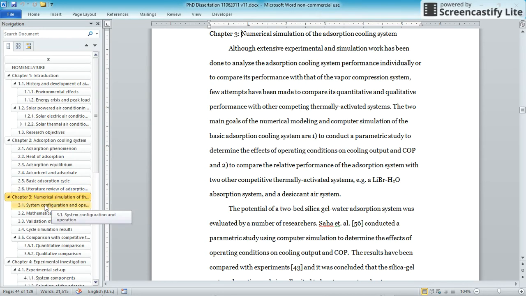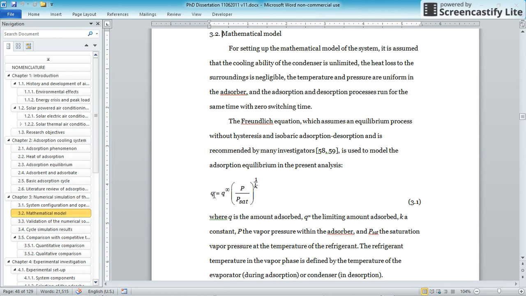So the numerical simulation. This is what I refer to as the Freundlich equation. This is the highlight of the model, the assumption. This is the relative amount adsorbed, mass refrigerant per mass adsorbent. It can be expressed as a function of the pressure in the adsorbent bed, the saturation pressure of the refrigerant at the temperature currently in the bed, and some constants that are properties of the refrigerant-adsorbent pair.